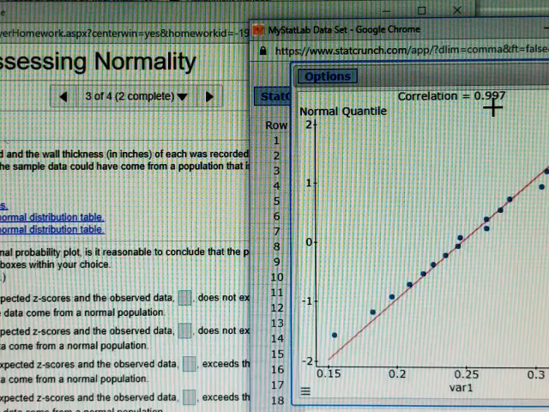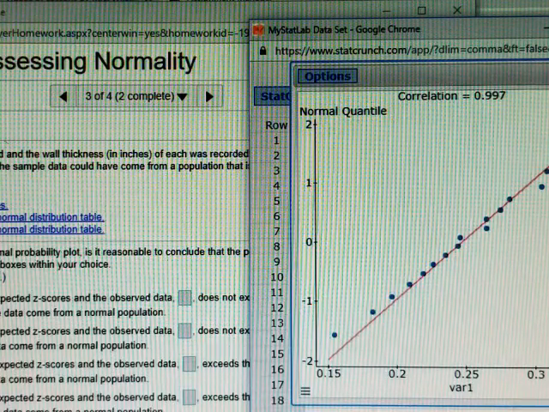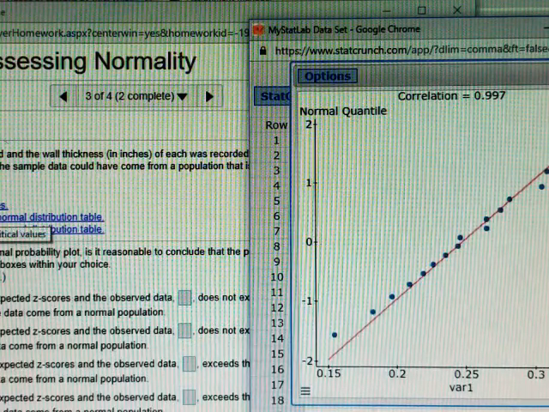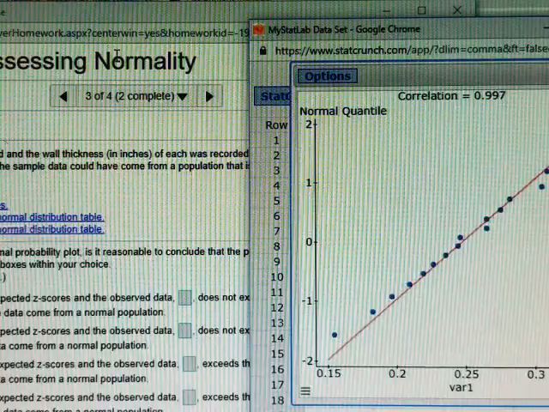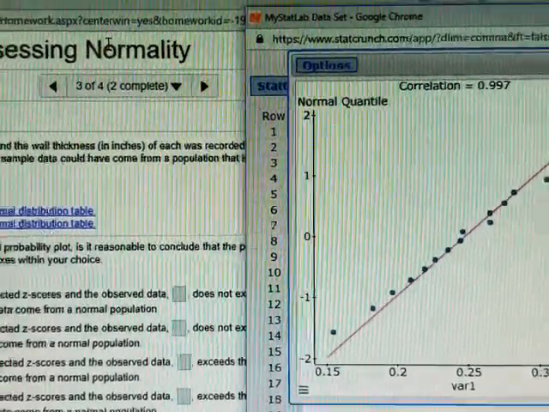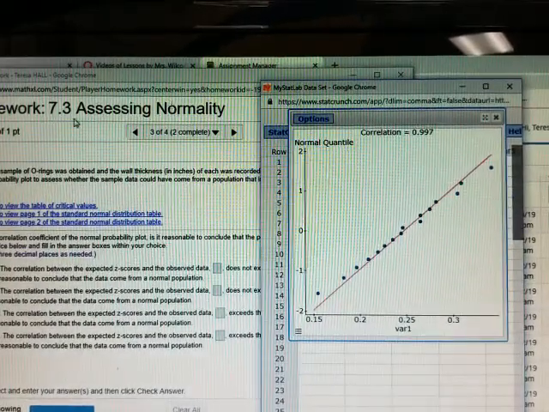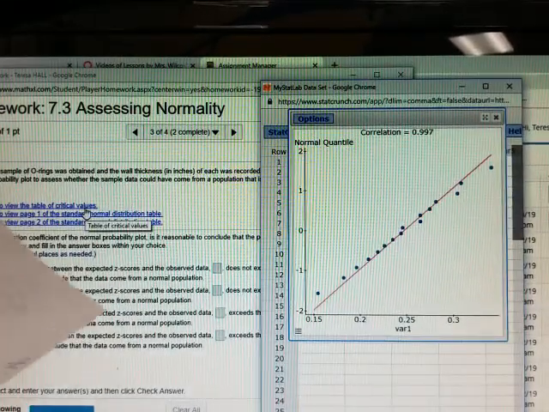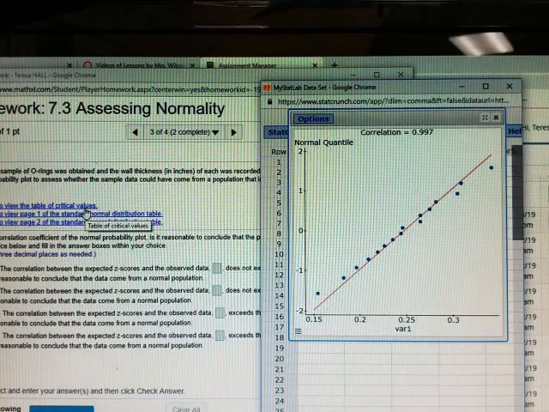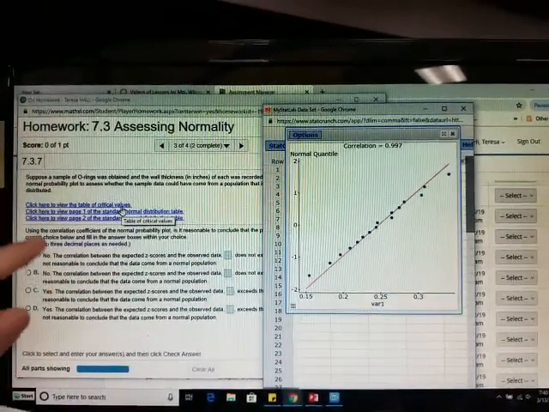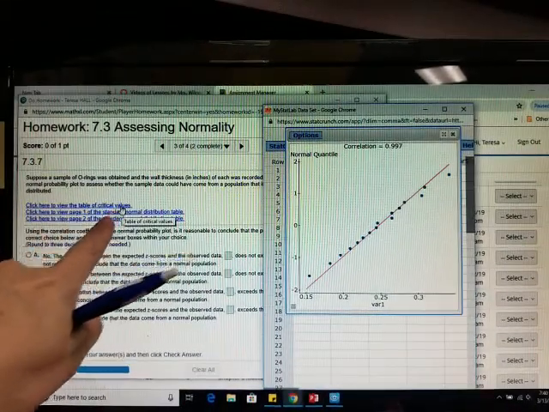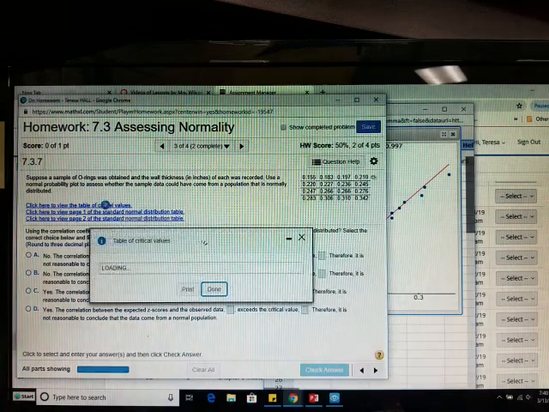So what I need to do, my critical values are going to come from this table. Let me zoom back out a little bit. There we go. All right, so where I'm at is over here. It says click here for table of critical values. So I'm going to click on the critical values.